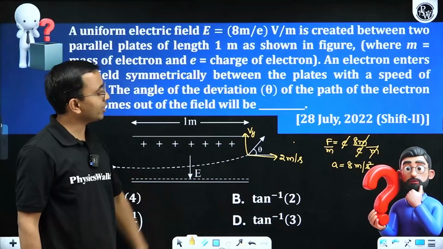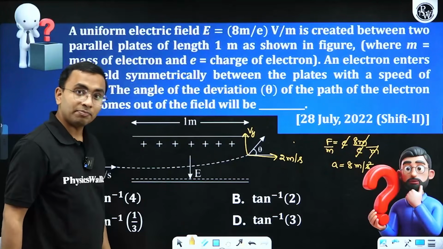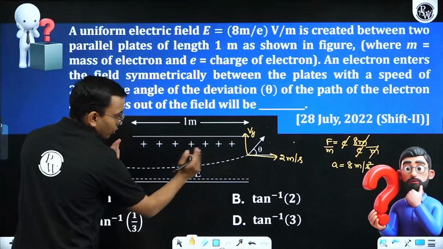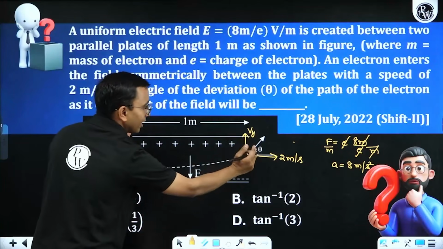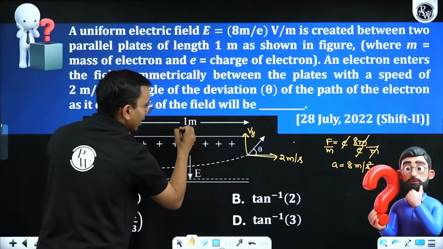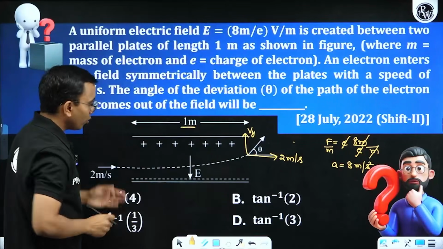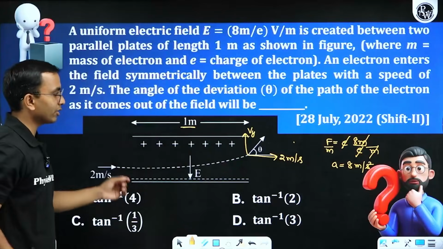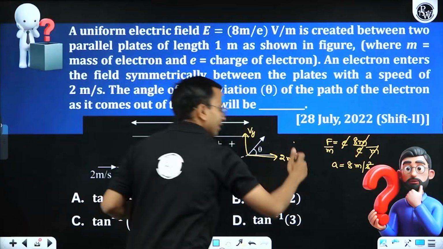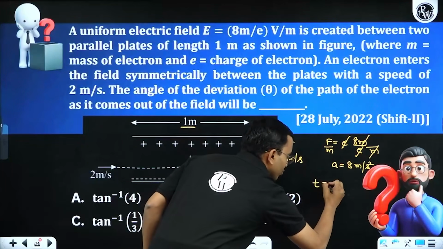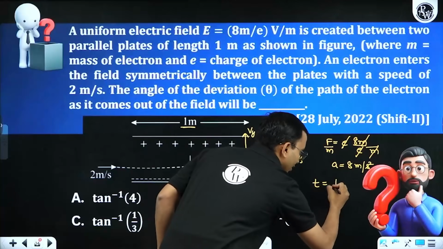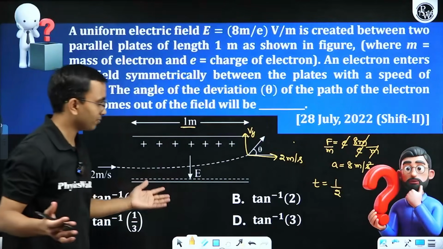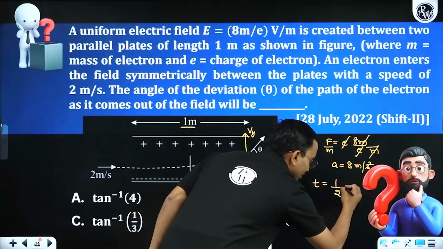How will I get the velocity? I need time. How can I get the time to cross this? I know the width, the distance that it is covering along the x-axis, that is 1 meter. I know the velocity along the x-axis, that is constant, 2 meter per second. So how much time will it take to cover that distance? Time is equal to distance divided by speed, because that is constant. So time is 1 by 2 seconds.